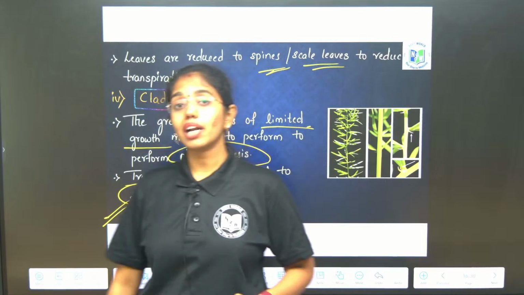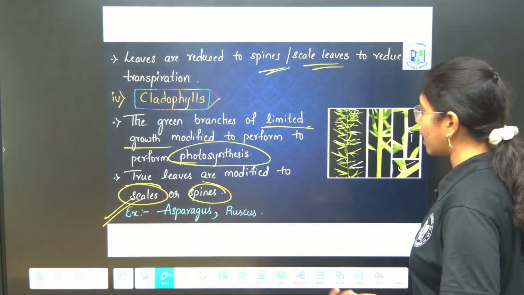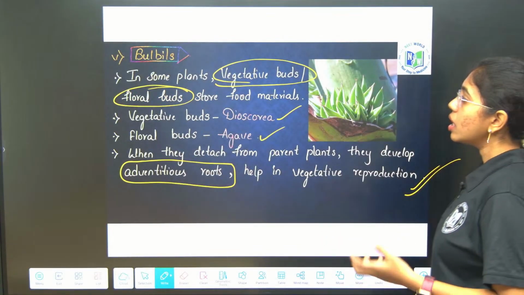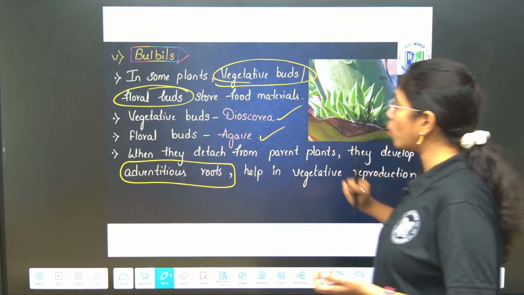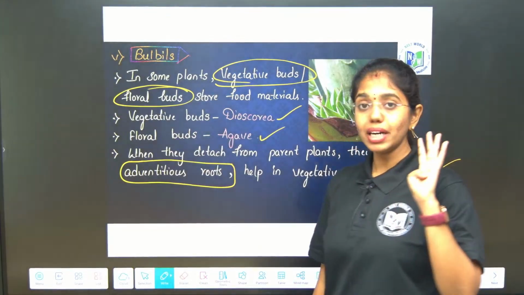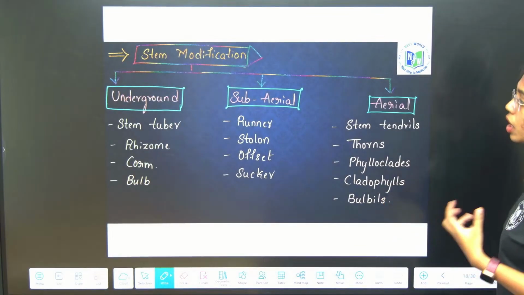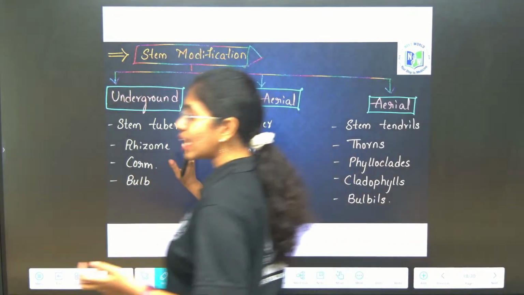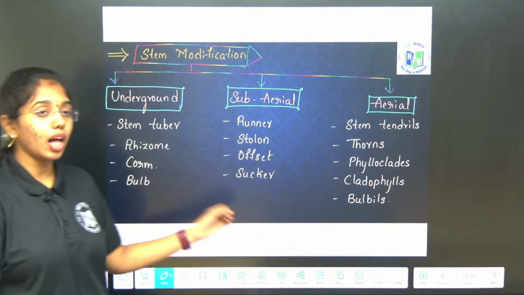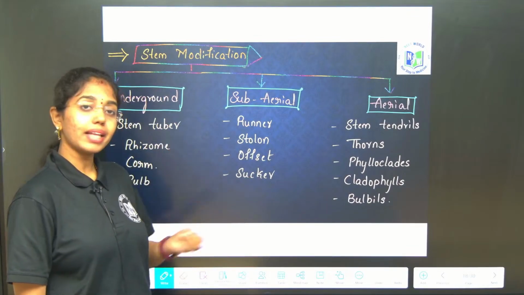Both in phylloclades and cladophylls, the leaves are modified to thorns or scales. Cladophylls examples asparagus and ruscus. Bulbils, in some plants vegetative buds or floral buds will store food material. Vegetative buds include Dioscorea, floral buds agave, okay, and adventitious roots will develop from these plants. So, here in this single slide we will recall all the examples. After writing all the examples, I will give you 1 or 2 minutes, just take a screenshot of it. Remember that it is enough, ma.